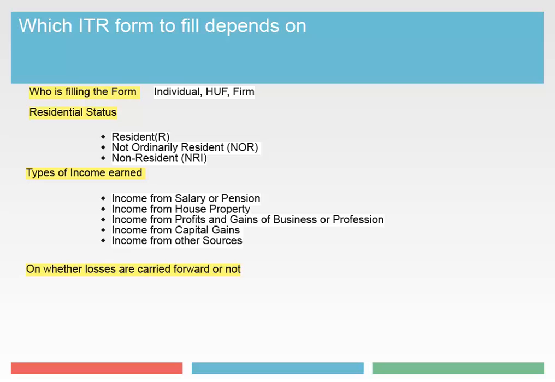Various types of incomes are: income from salary or pension, income from house property, income from profits and gains of business or profession, income from capital gains, income from other sources. It also depends on whether losses are carried forward or not.